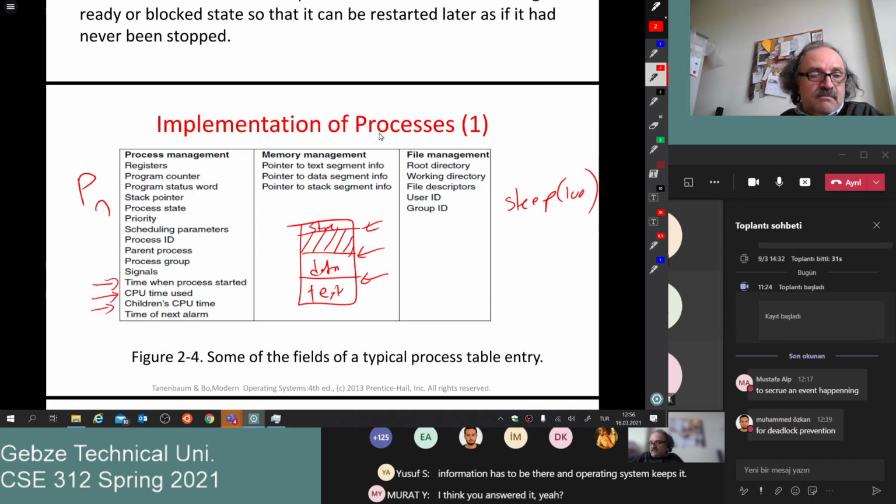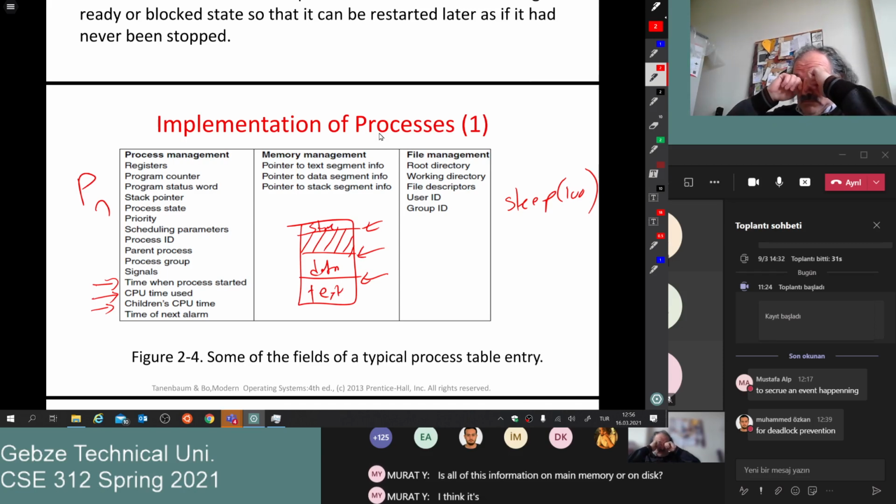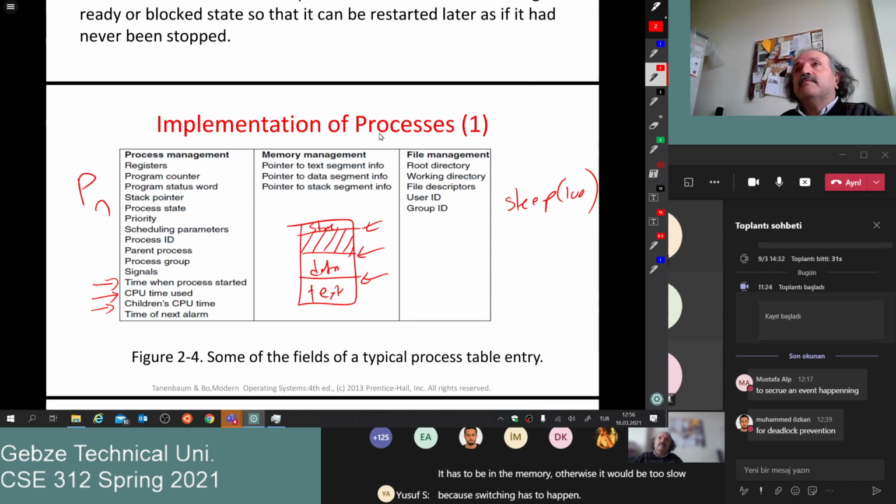Is all of this information in main memory or on disk? I think it's main memory. It has to be in memory, otherwise it would be too slow because switching has to happen very fast. It's too much for a process. We can have 200 processes, and it will consume too much main memory. If each one takes 1 kilobyte of data, 200 kilobytes is not that much, considering nowadays we have 8 gigabytes of memory available.